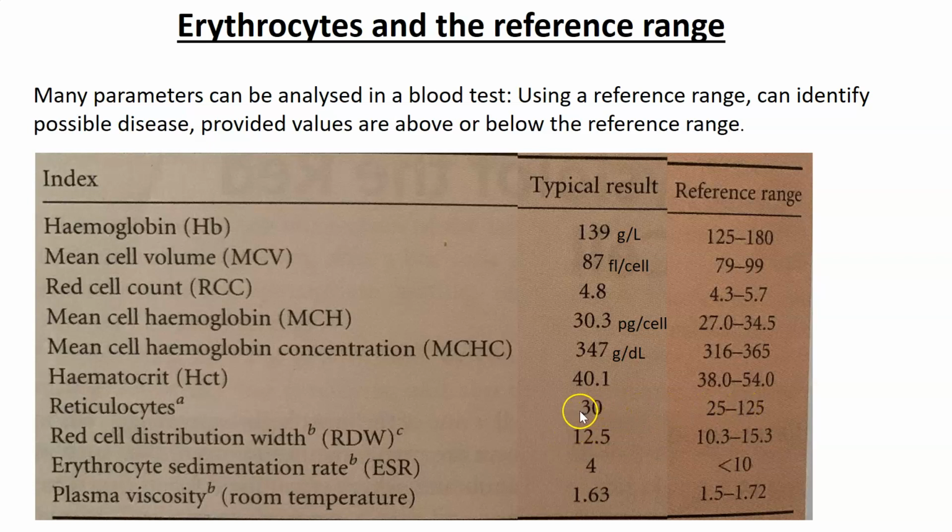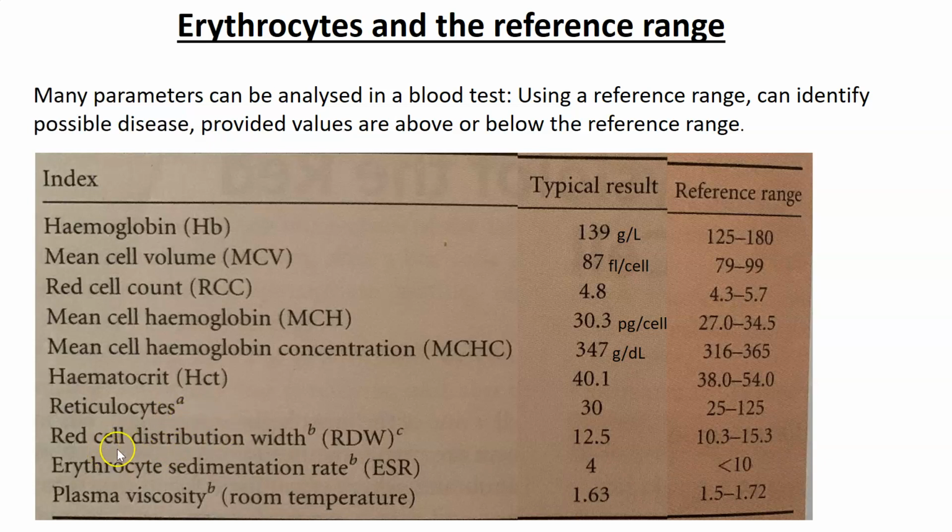If there aren't enough, if they're less than 25, it could be that erythropoiesis isn't happening properly. That could be for many reasons. It could be a genetic problem, it could be dietary insufficiency, or it could be that they're being mopped up and destroyed once they get into the bloodstream. So there could be a few reasons.